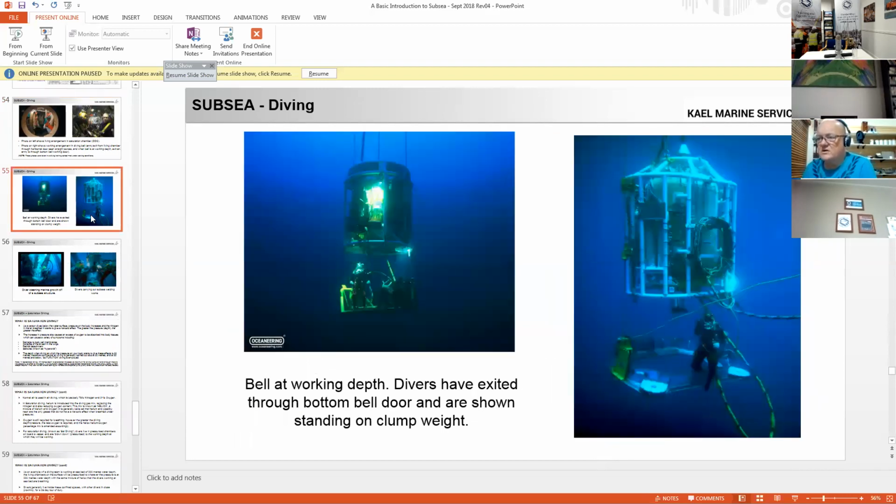Some diving work subsea. The bell's at the working depth. The divers have come out through the bottom door and they're shown standing on the clump weight. The clump weight goes down with the guide wires. The guide wires go through the bell structure. You can actually see the wires on the left. And then the bell goes up and down those wires to the clump weight, to the seabed.